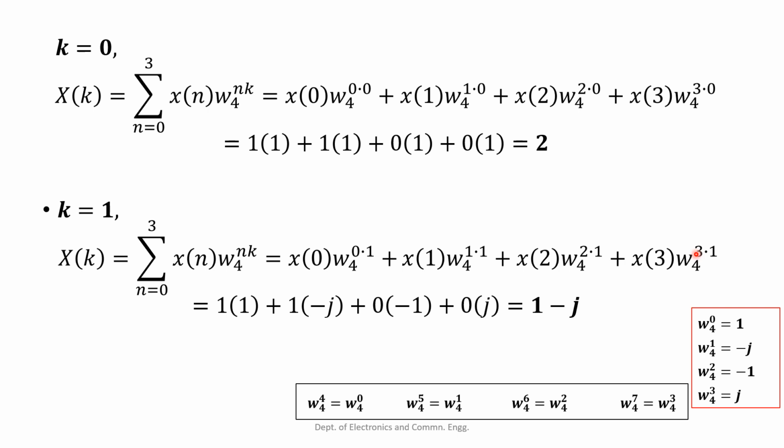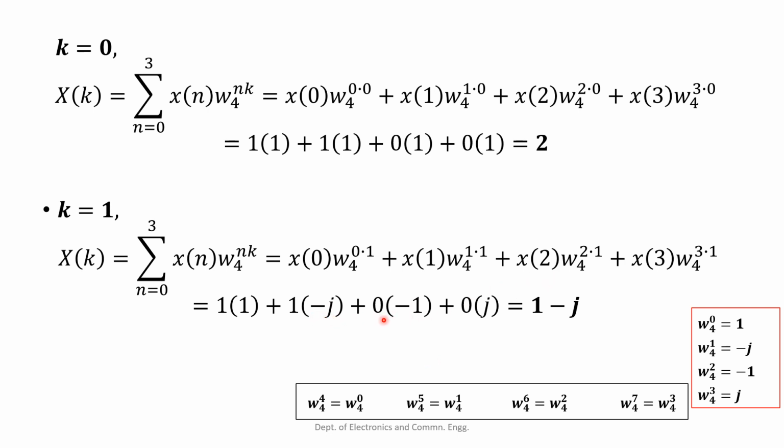For all these twiddle factors, we have calculated the values previously. Remember these values. So that's what we are substituting over here. X of 0 is equal to 1, twiddle factor omega 4 power 0 we are going to get, so that will be equal to 1. X of 1 is equal to 1, that is from the given problem itself. Omega 4 power 1 we are going to have after simplification. Omega 4 power 1 is nothing but minus j value, that minus j substituted over here.